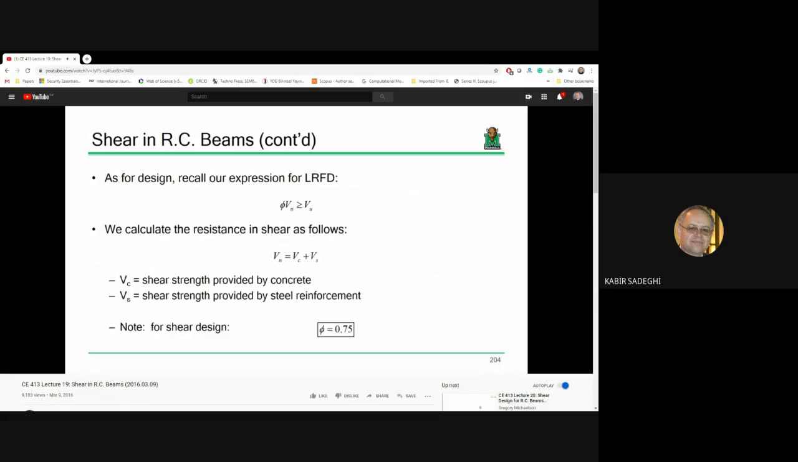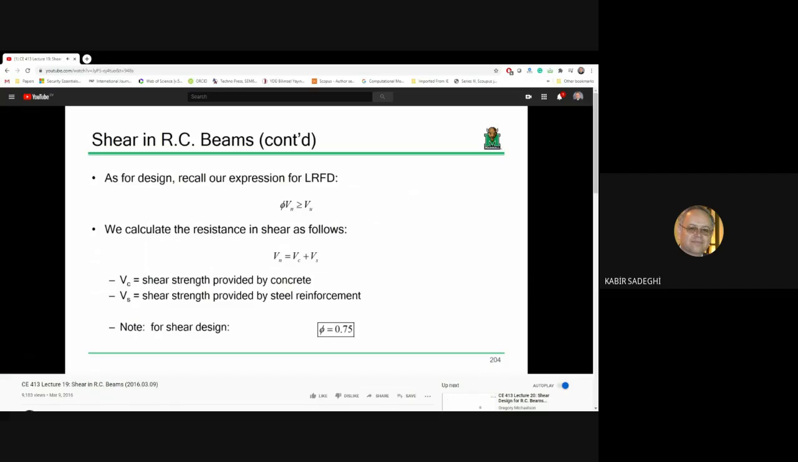When we compute our capacity, we go back to our fundamental LRFD, ultimate strength design expression, that the factored resistances must be greater than or equal to the factored load. Now, our resistance is calculated as follows. We say that the nominal resistance equals the shear strength that's provided by the concrete plus the shear strength that's provided by the reinforcement. Seems to make sense, right?